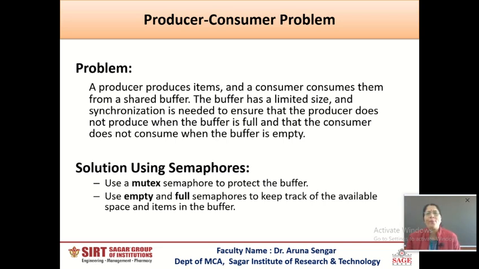And one problem, the producer-consumer problem, is solved by semaphore. The problem is, a producer produces items and a consumer consumes them from a shared buffer. The buffer has a limited size, and synchronization is needed to ensure that the producer does not produce when the buffer is full and that the consumer does not consume when the buffer is empty. This is one problem, and it can be solved by semaphore. It uses a mutex semaphore to protect the buffer, and uses empty and full semaphores to keep track of the available space and items in the buffer.